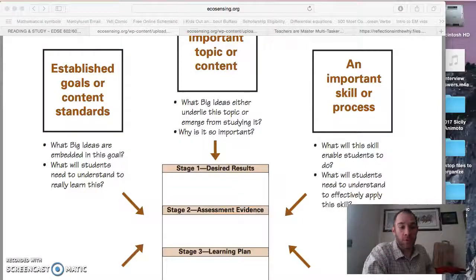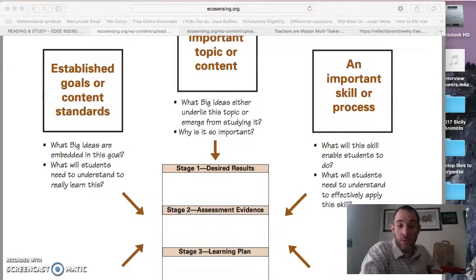Welcome back for part two of our week two lecture. We're going to continue our discussion of understanding by design. We just finished talking about stage one, the desired results and the four parts of that. Now we'll go on to stage two, the assessment evidence.